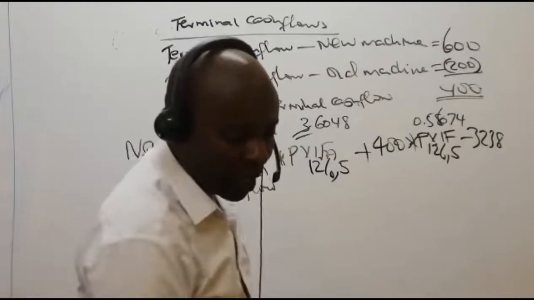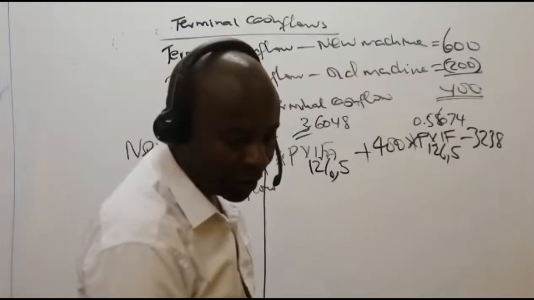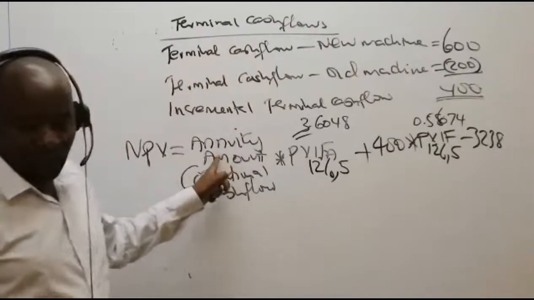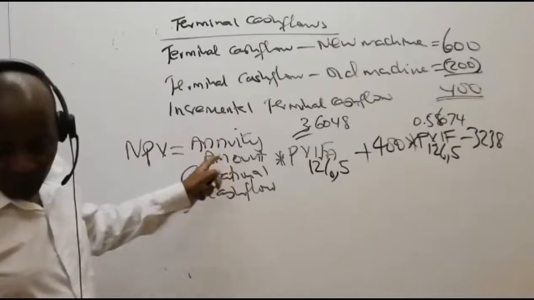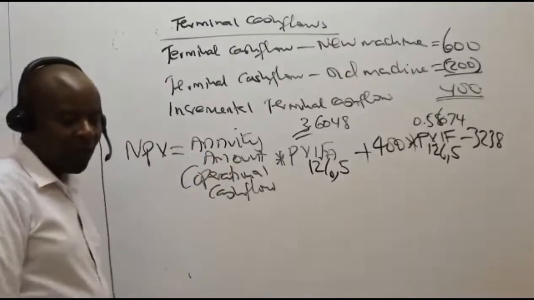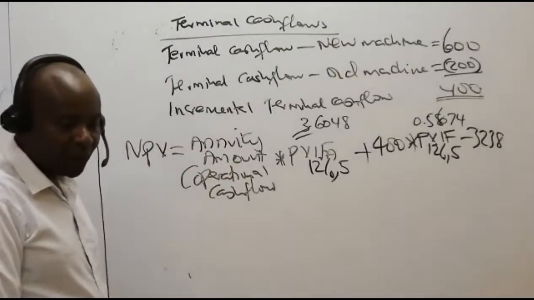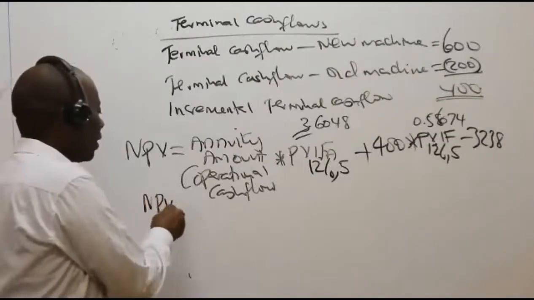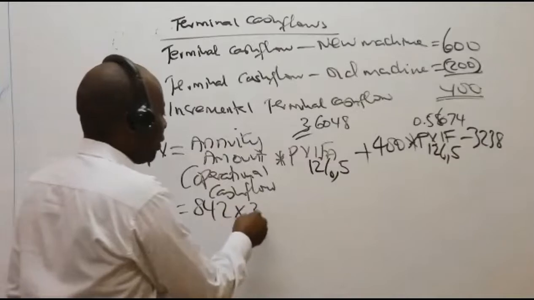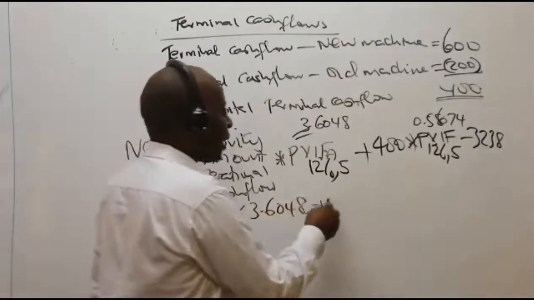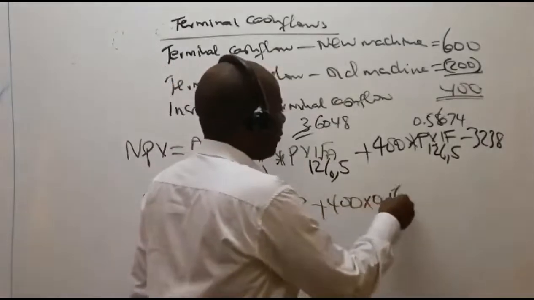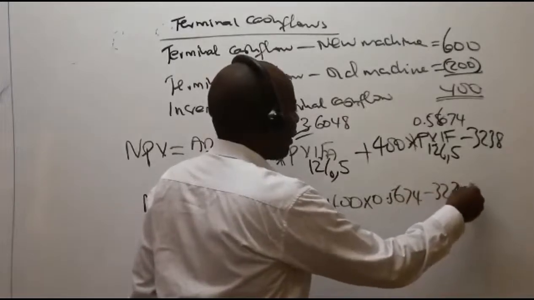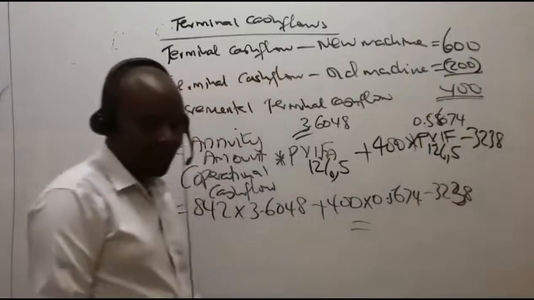There is one thing that you guys never told me. You never reminded me of this annuity amount. What do we have? Thank you very much, MK. 842. So then the NPV here will be 842 times 3.6048 plus 400 times 0.5674 minus 3238.